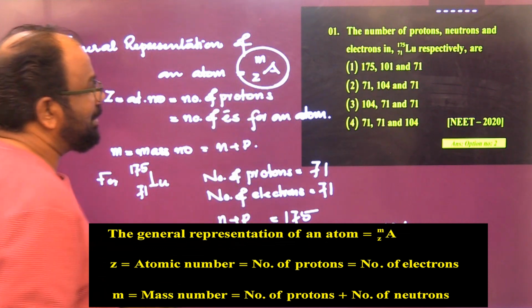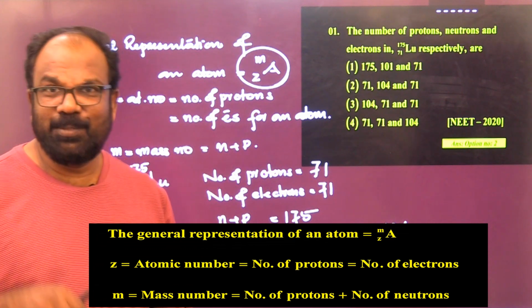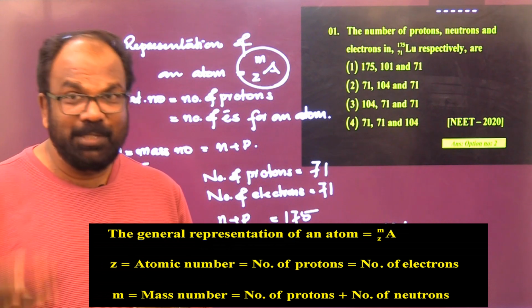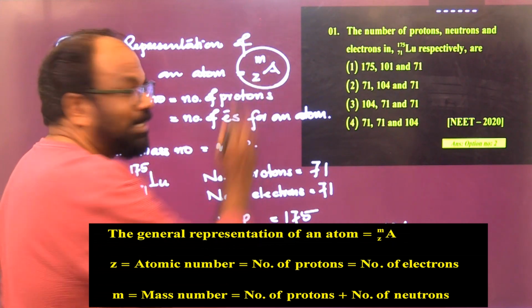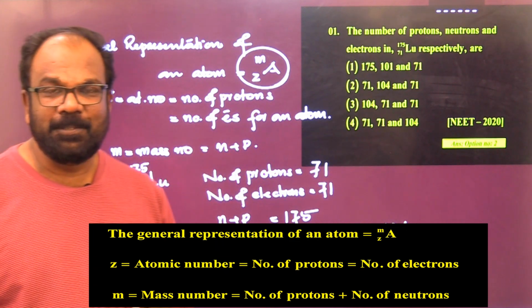Here Z represents the atomic number which is equal to the number of protons present inside the nucleus, which is also equal to the number of electrons present outside the nucleus in the case of a neutral atom. And n is the mass number. Mass number is equal to number of neutrons plus number of protons.